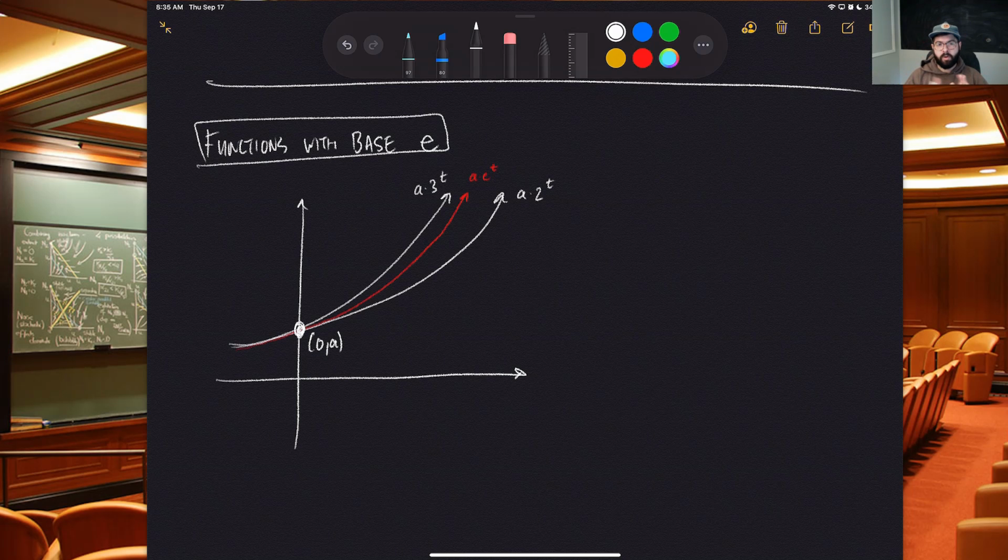And we do a little bit more of this exploration in calculus, which is fun, but just to get a sense of where it's at, right? 10 to the t would be a much steeper curve over here. And so it lives between these two things.